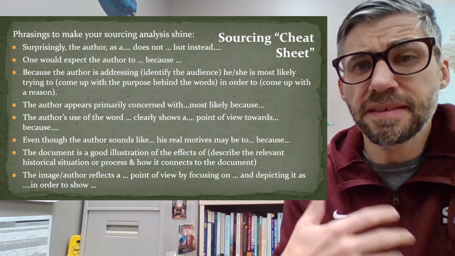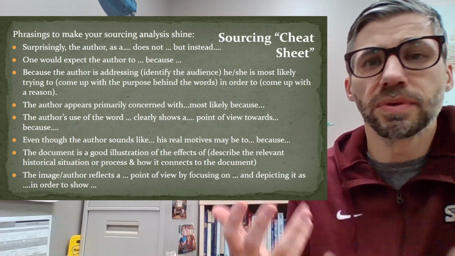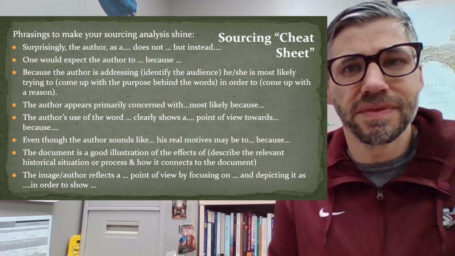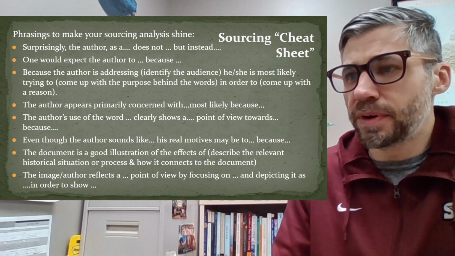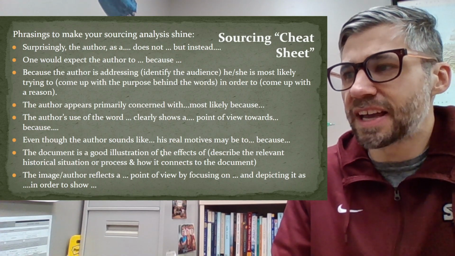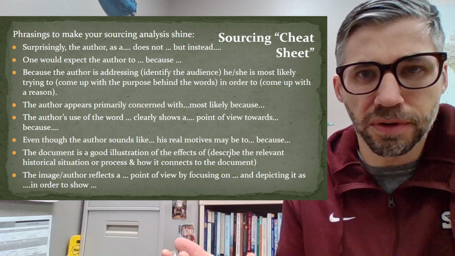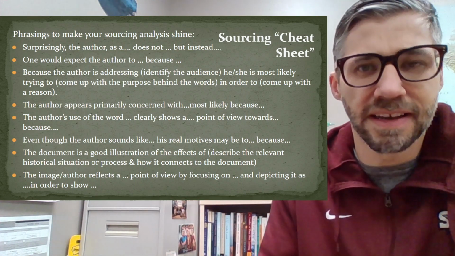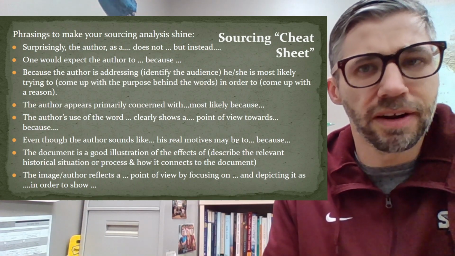Now, these sentence stems alone might not do it. You might need to add in more explanation, but I really want to point you to these as a way to help, kind of training wheels for that sourcing skill. And again, I point you to this particular one where it says this document is a good illustration of the effects of this particular historical process, situation or context, and then tell me how that connects to the document. This is the one where I think students are able to hit the target most frequently.